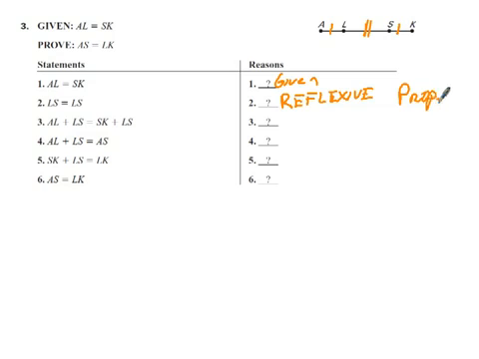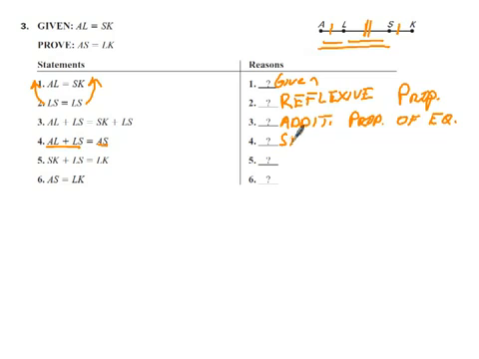And now we're adding LS to both of these things up here, aren't we? So that is the addition property of equality. And yes, you can go ahead and say it out loud if you want. What's the next step? AL plus LS equals AS. So AL plus LS equals AS. Segment addition postulate.